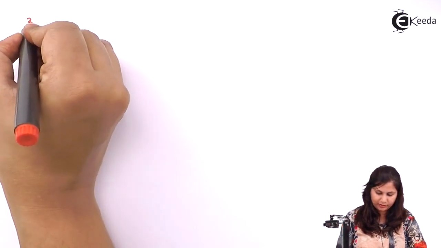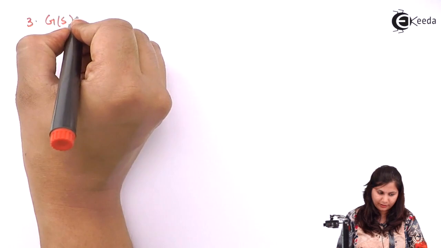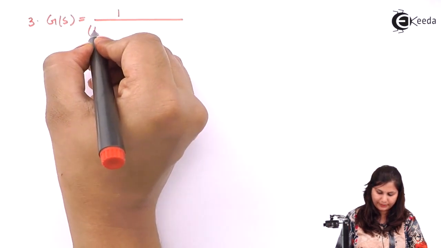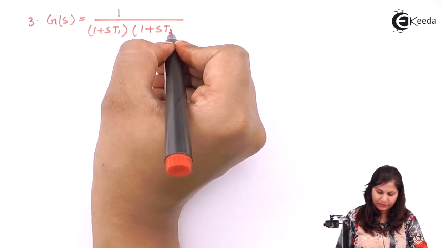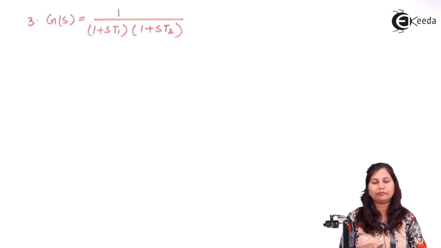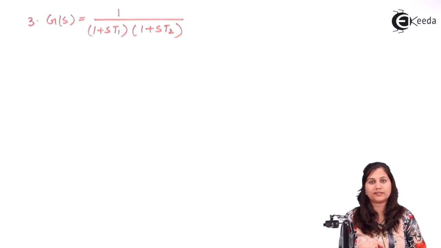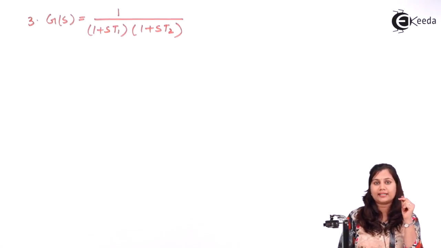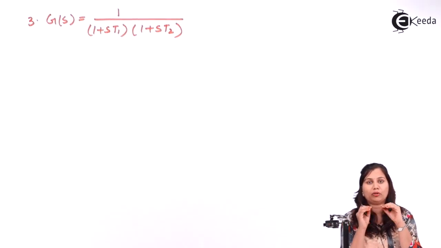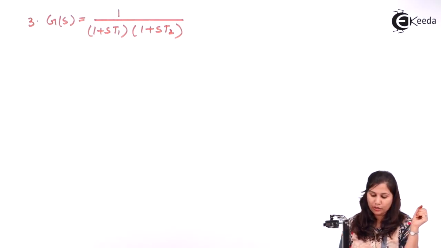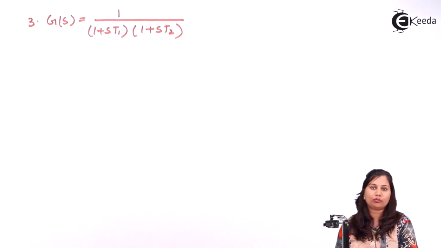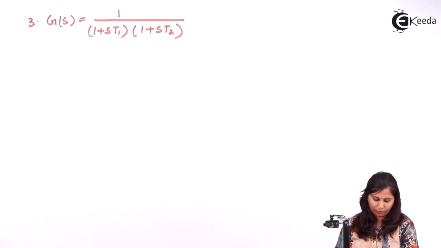Third, we have the transfer function in the form 1 upon 1 plus st1, 1 plus st2. Just remember these, what will be the shape of the polar plot. So if you see in the question that your transfer function is of this form, then you can get an idea that the shape of the polar plot will be like this. So just remember these few standard forms so that you will be able to get an idea of what the shape of the polar plot will be.